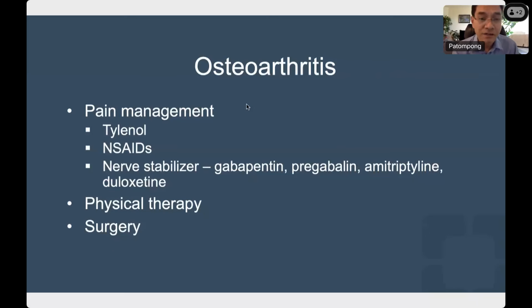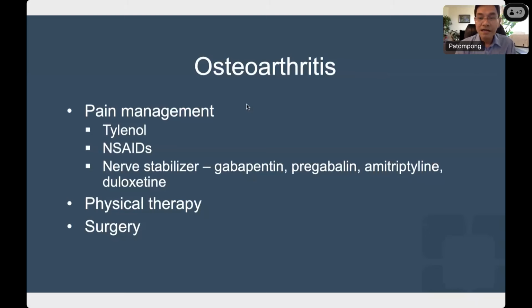Because again, osteoarthritis is a wear and tear change. It is a degenerative process of the body, so it won't be reversible, and this is a condition that will cause chronic pain. So we need a good long-term pain management strategy to help our patients to be able to function.